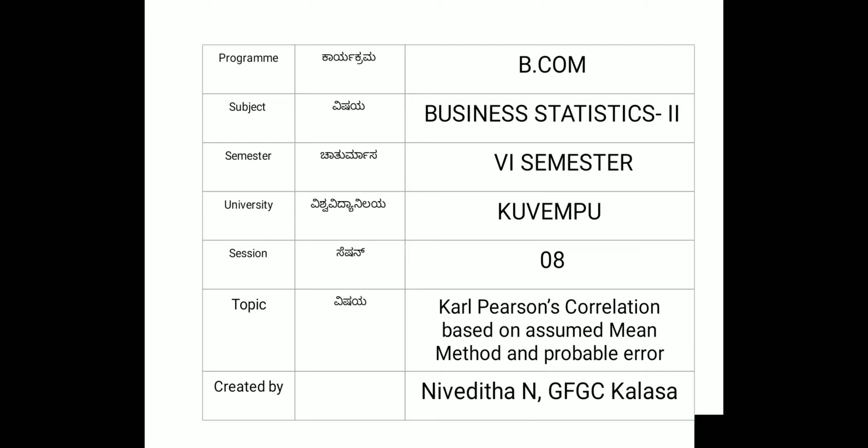Welcome to the 8th session of Business Statistics Part 2. In the present session, we'll be discussing Karl Pearson's correlation coefficient based on the assumed mean method and also the calculation of probable error.